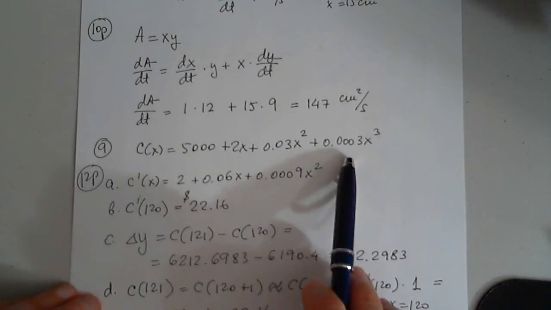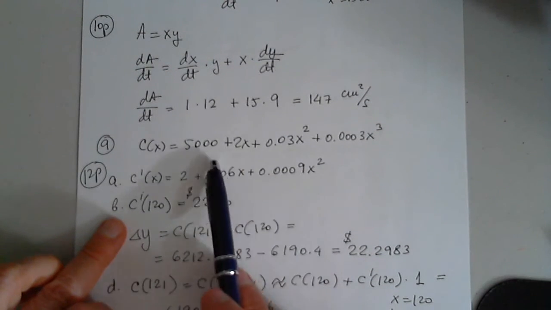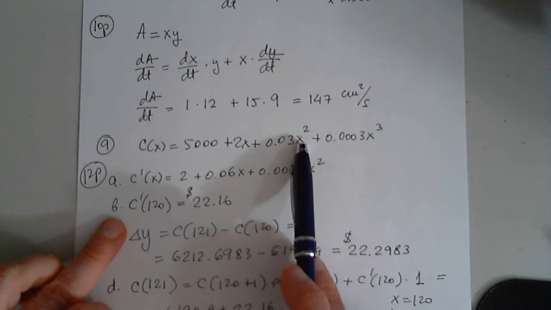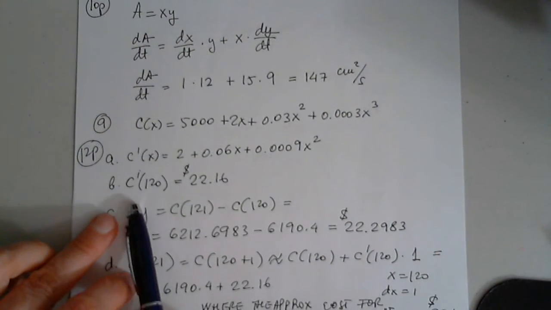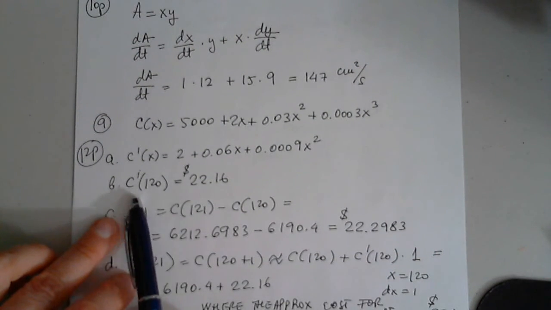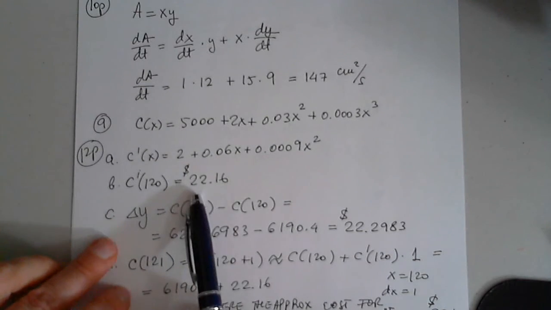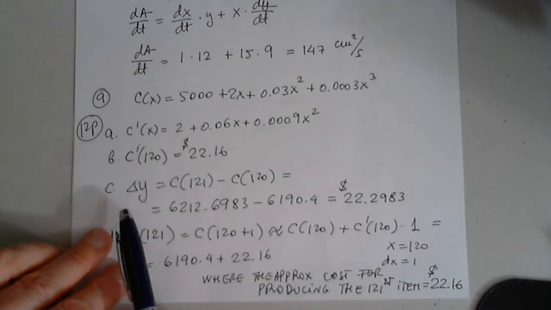Here we're given a cost function. We're asked to find the marginal cost. I just differentiated 2 plus 0.06x plus 0.0009x squared. I was asked to find C prime of 120. I plugged it in. I got 22.16.